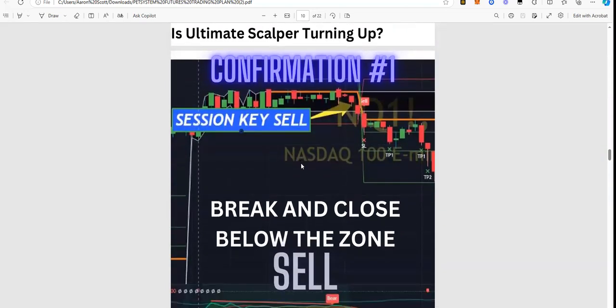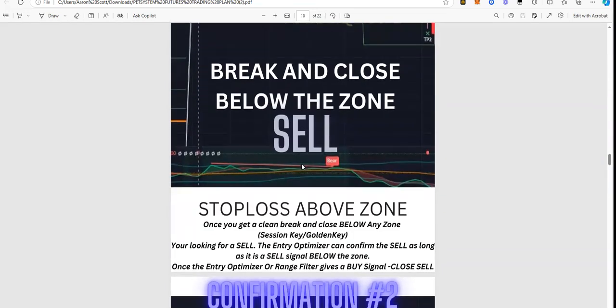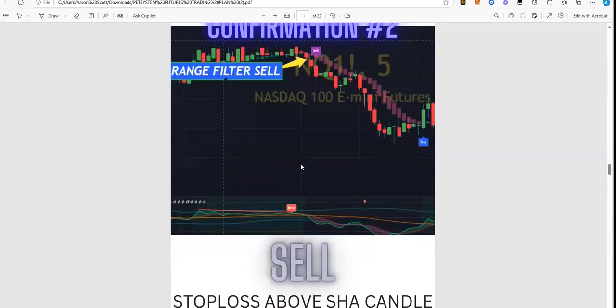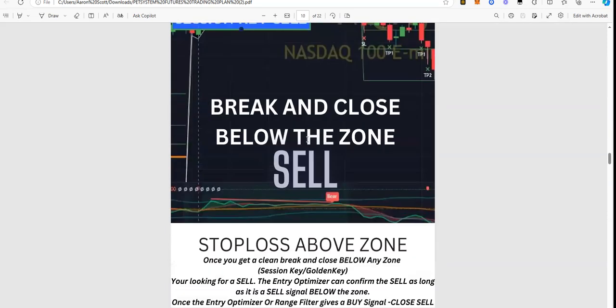Not figuratively. I wouldn't advise you to go to sleep in the trades, but you can definitely take the trades with your eyes closed, though. So the sell is the same thing. It's just the opposite direction.